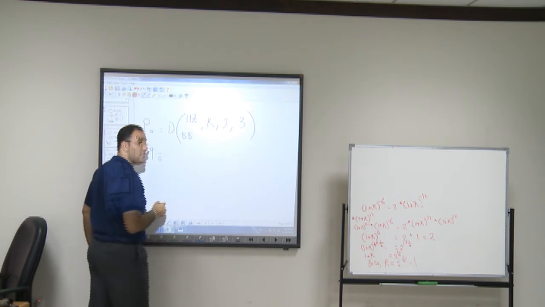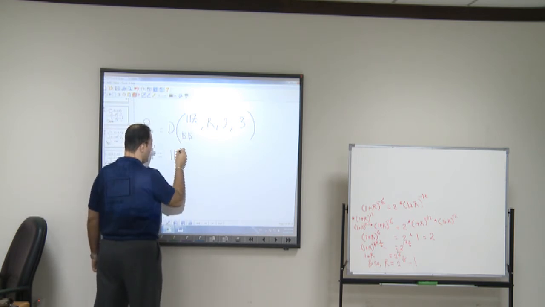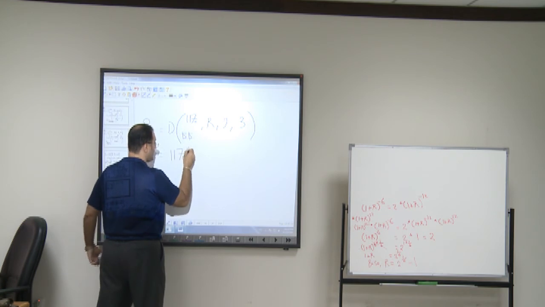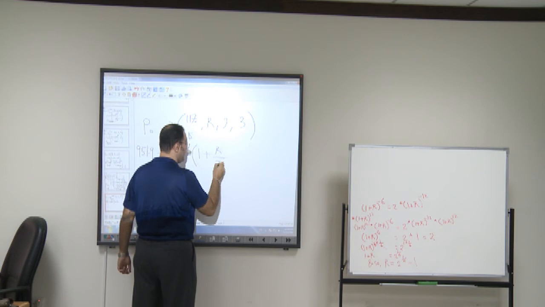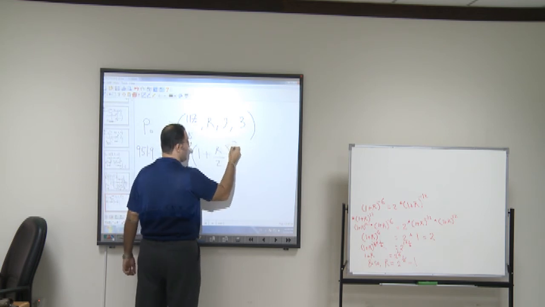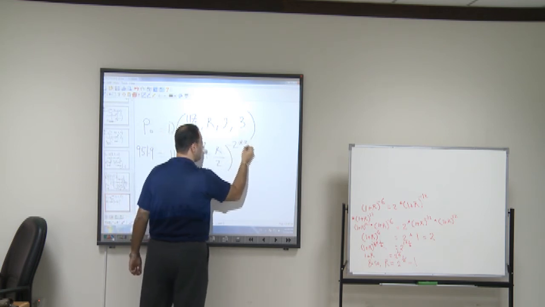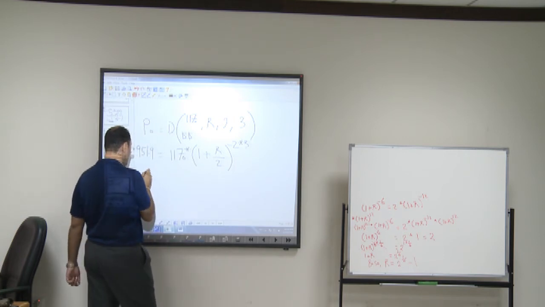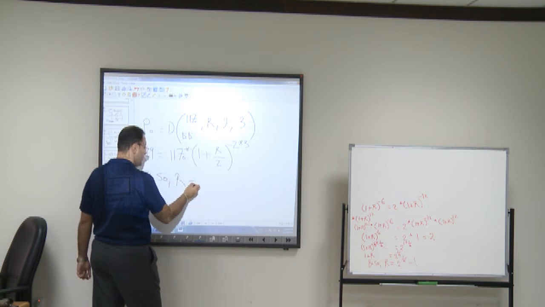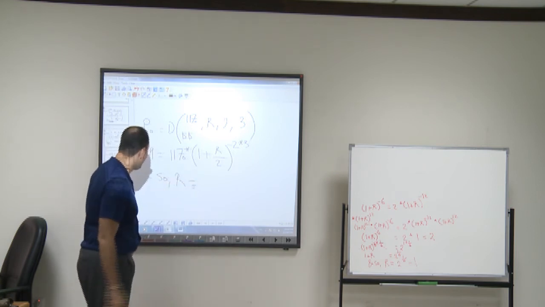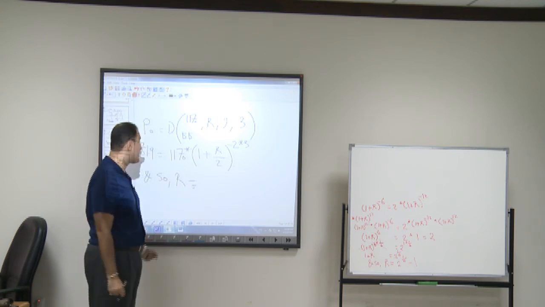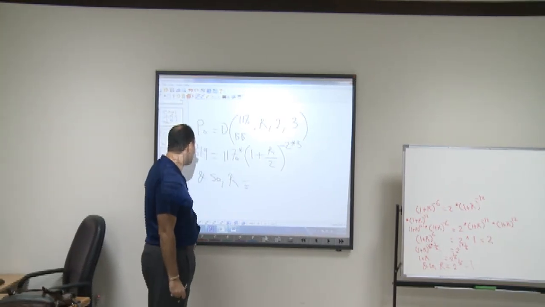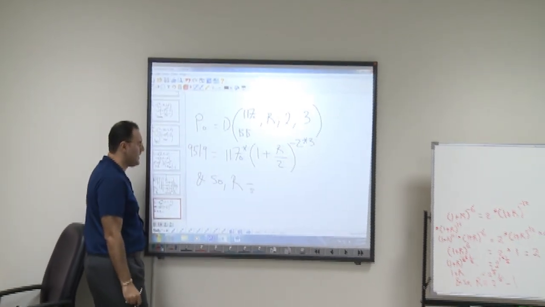And this is going to be what? Let's discount the 1170. This is going to be 1170 times 1 plus R over 2, to the power of negative 2 times 3. And so R is going to be how much? So R is going to be how much, guys? So we can do it. All right, I can do it.